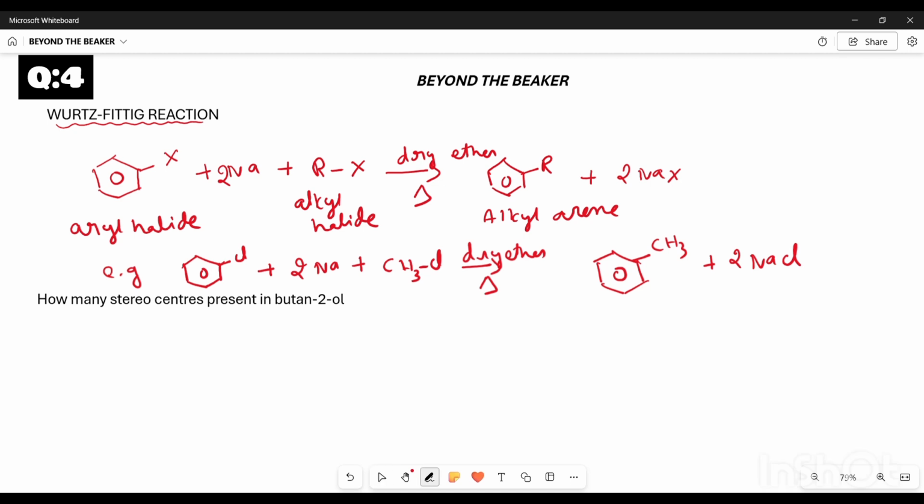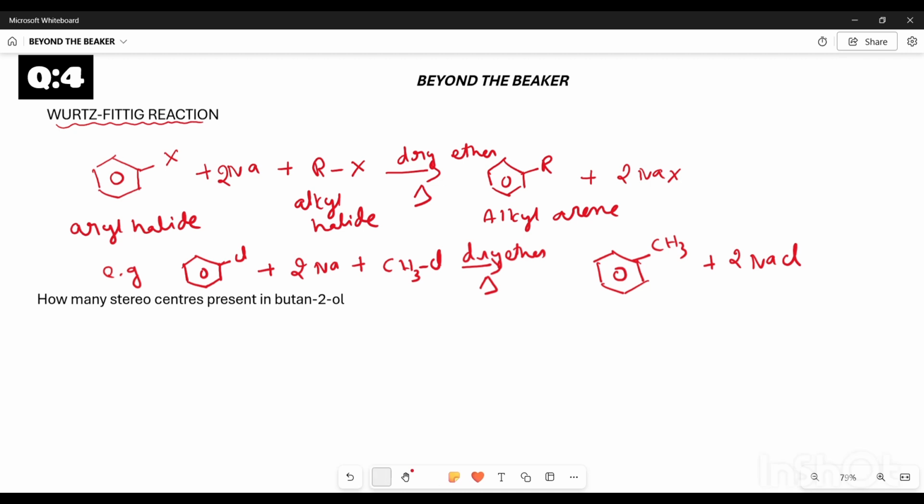In Wurtz reaction, I take 2 molecules of alkyl halide. In Fittig reaction, we are taking aryl halides. But in Wurtz-Fittig reaction, I take alkyl halide and aryl halide. So I get the product alkyl arene.